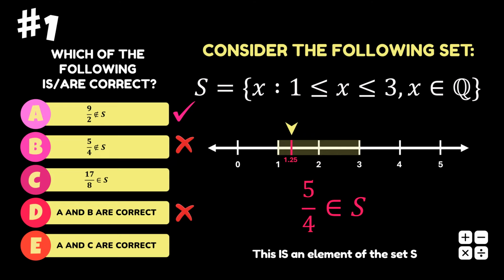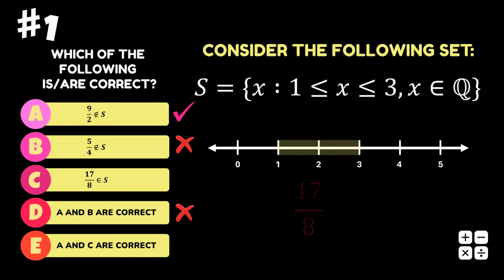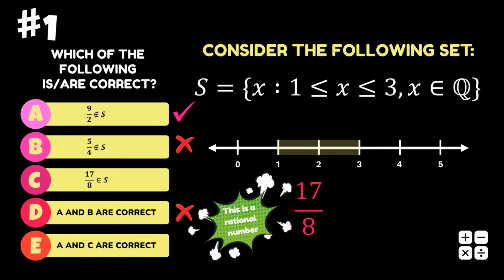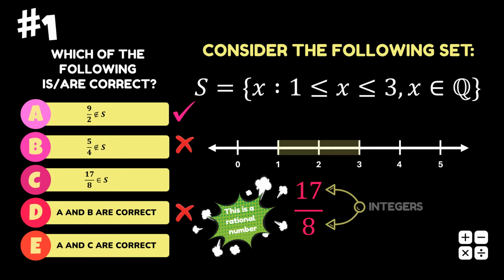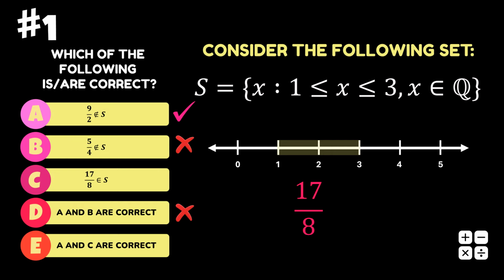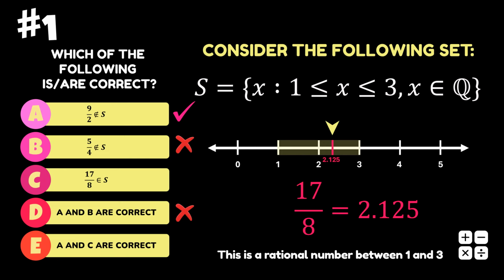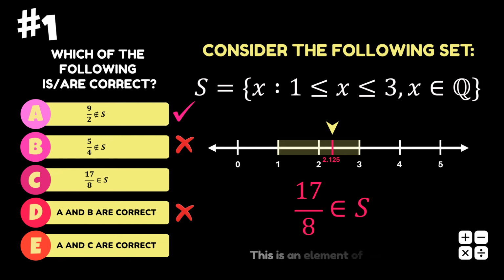What about option C? The fraction 17 over 8 is a rational number because it is a ratio of two integers, 17 and 8, and when converted into decimal form, this fraction is equal to 2.125. 2.125 is a rational number between 1 and 3, and so we can say that the fraction 17 over 8 is an element of the set S. Therefore, option C is correct.